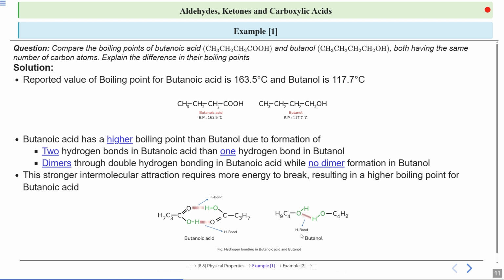Now if you look at this butanol, in butanol there is only one hydrogen bonding, that is this oxygen of this butanol and this hydrogen of another butanol molecule.